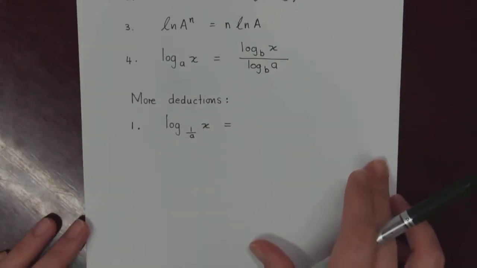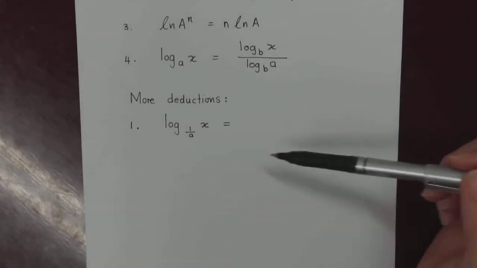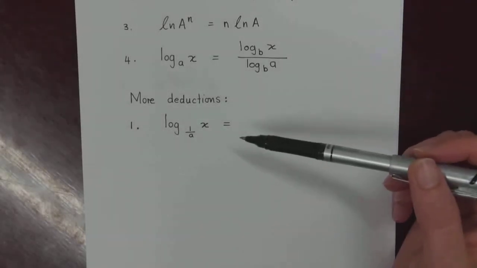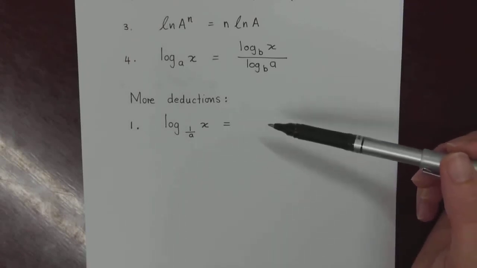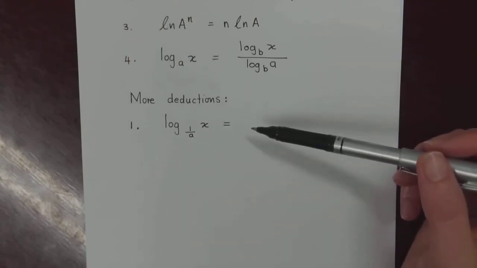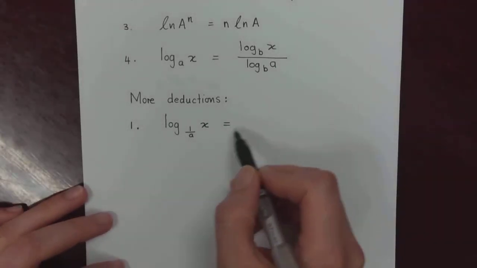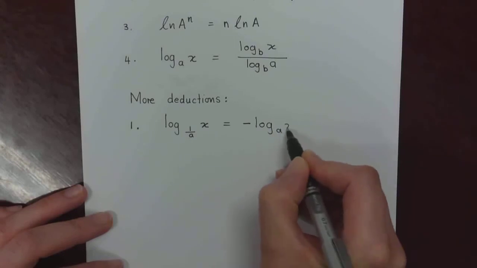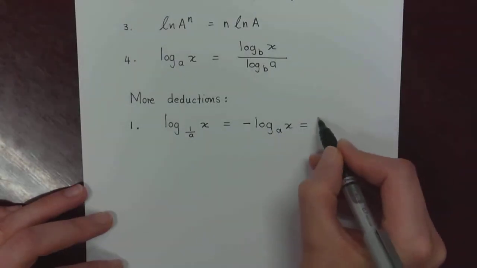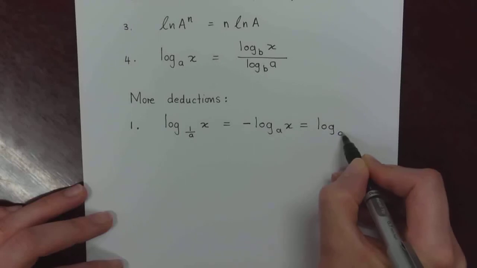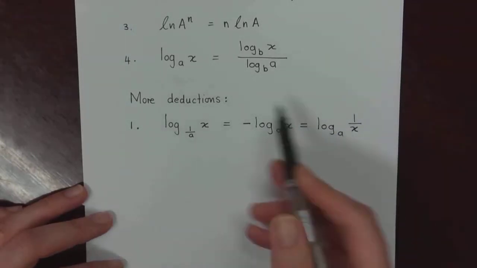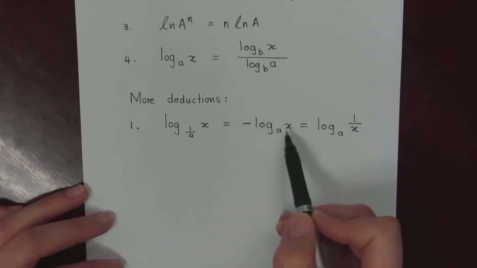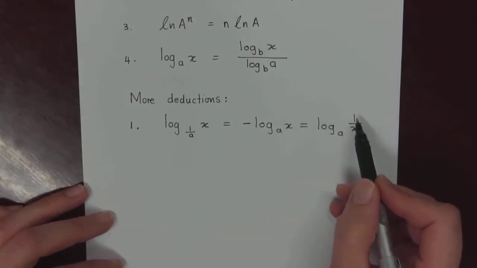Now, we do have a couple of more interesting deductions when it comes to these log laws. The first interesting deduction is this, and I will explain it a little bit further. It's not on your information booklet, but it is very, very useful to know this. The first deduction from your log law says I can convert this to minus log base a of x, but I can also convert this to log base a of 1 over x. So if you look at that, log base a of 1 over x is equal to minus log base a of x, which is equal to the log base a of 1 over x.